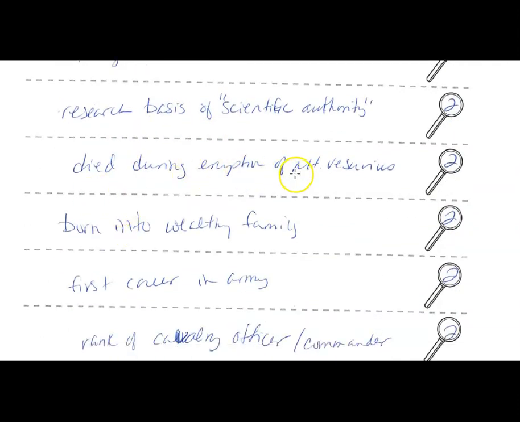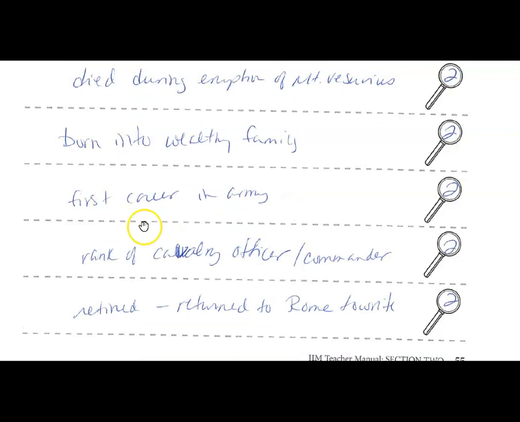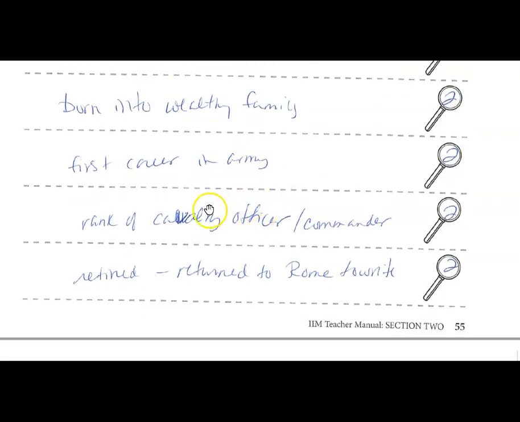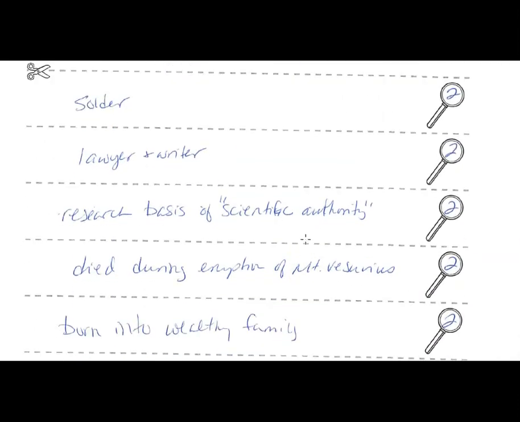This one, I don't know that this would actually be relevant for a trial, right? He was born into a wealthy family. That's relevant, right? His first career was in the Army, so he had some Army buddies, versus the Navy. He had the rank of cavalry officer, and he was a commander. And so all of these things are relevant in terms of developing characters and stories for his life.